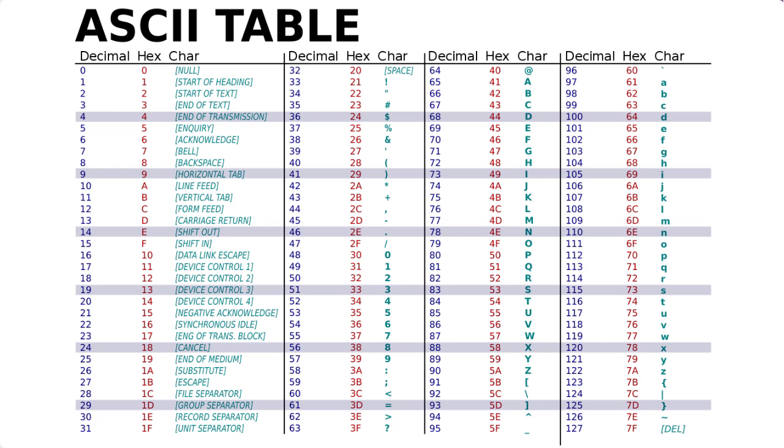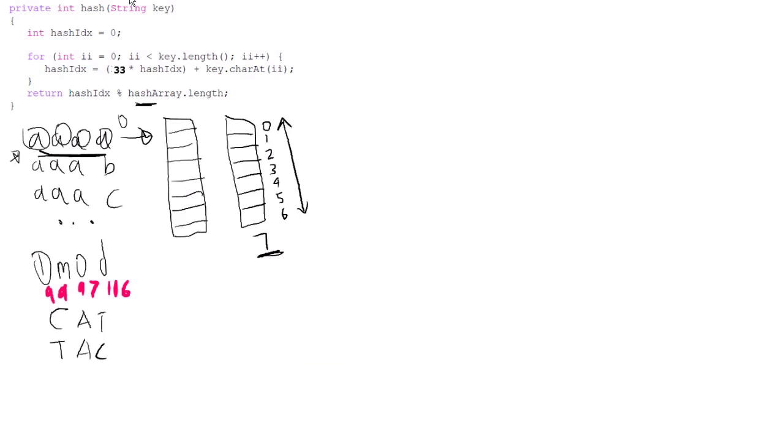Let's look at C, T, A: it's 99, 97, 116. If you only add up these items, it will give a sum, say N. If we add up 116, 97, 99, it will also be N. So N equals N, and we cannot get a unique position to fill in this array. This is what is called a collision.